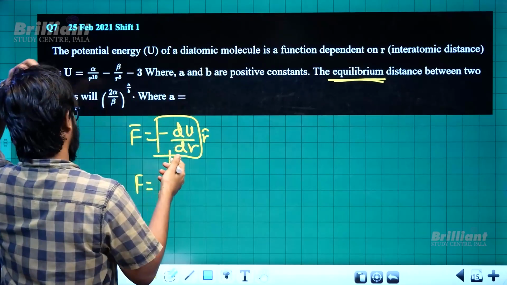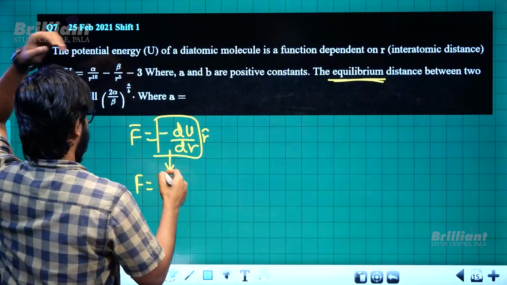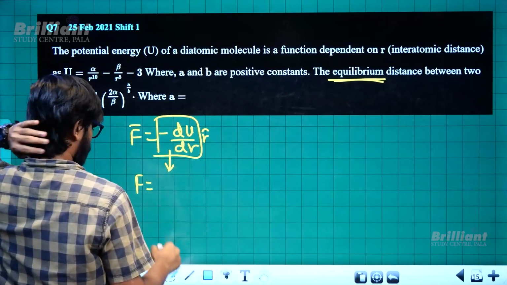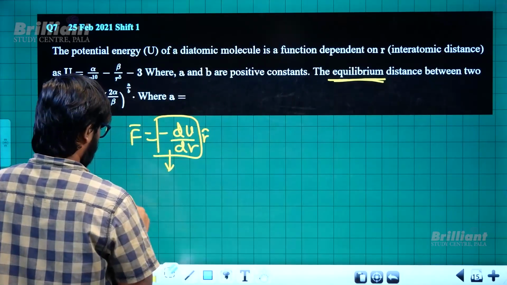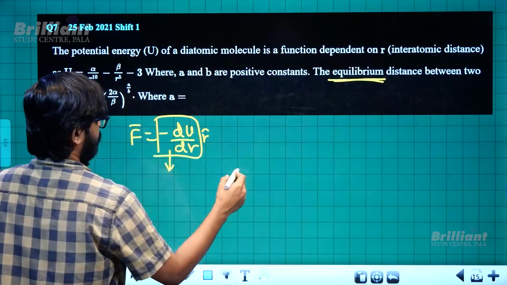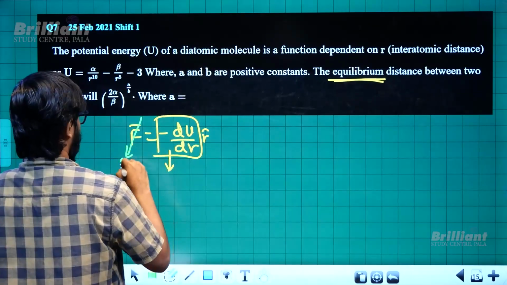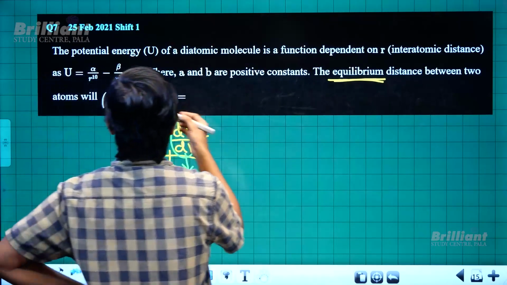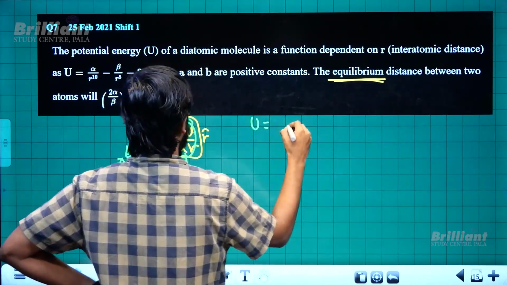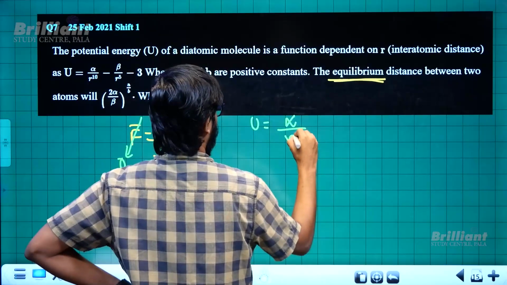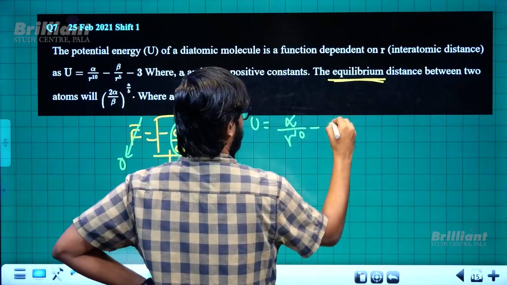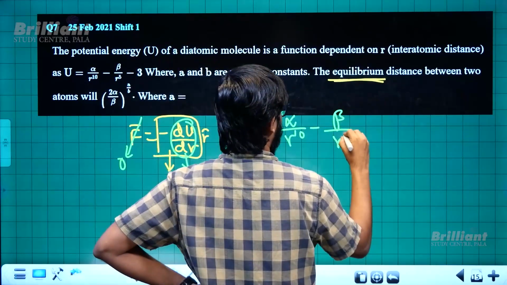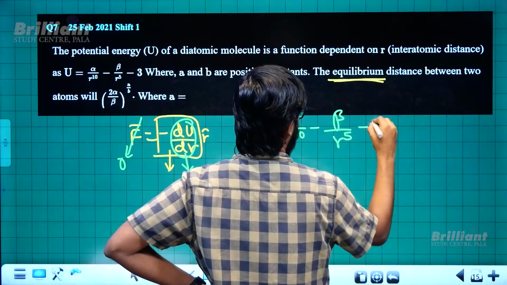Okay, yeah. So minus du by dr is going to be how much? Or else force has to be 0, right? So I don't have to confuse myself with this. Equilibrium, so that is force has to be 0, that is du by dr has to be 0. Now du by dr is going to be how much? U equals alpha by r power 10 minus beta by r power 5 minus 3.